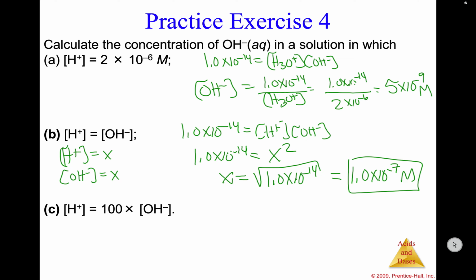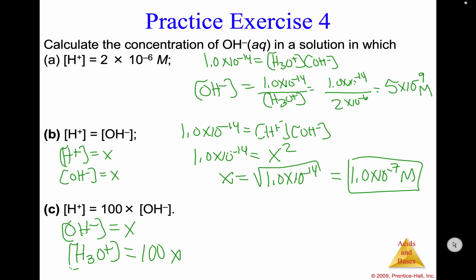Okay, C. So again we're going to use X to solve this problem. I'm going to define my hydroxide molarity as X. If hydroxide is X, what is hydronium? Again, I'm writing H3O plus to show you we can go back and forth. It's just 100 times hydroxide, so that's just 100X. So what do you have more of, hydroxide or hydronium in this case? Hydronium. Is the solution acidic or basic? Acidic because you have more hydronium.